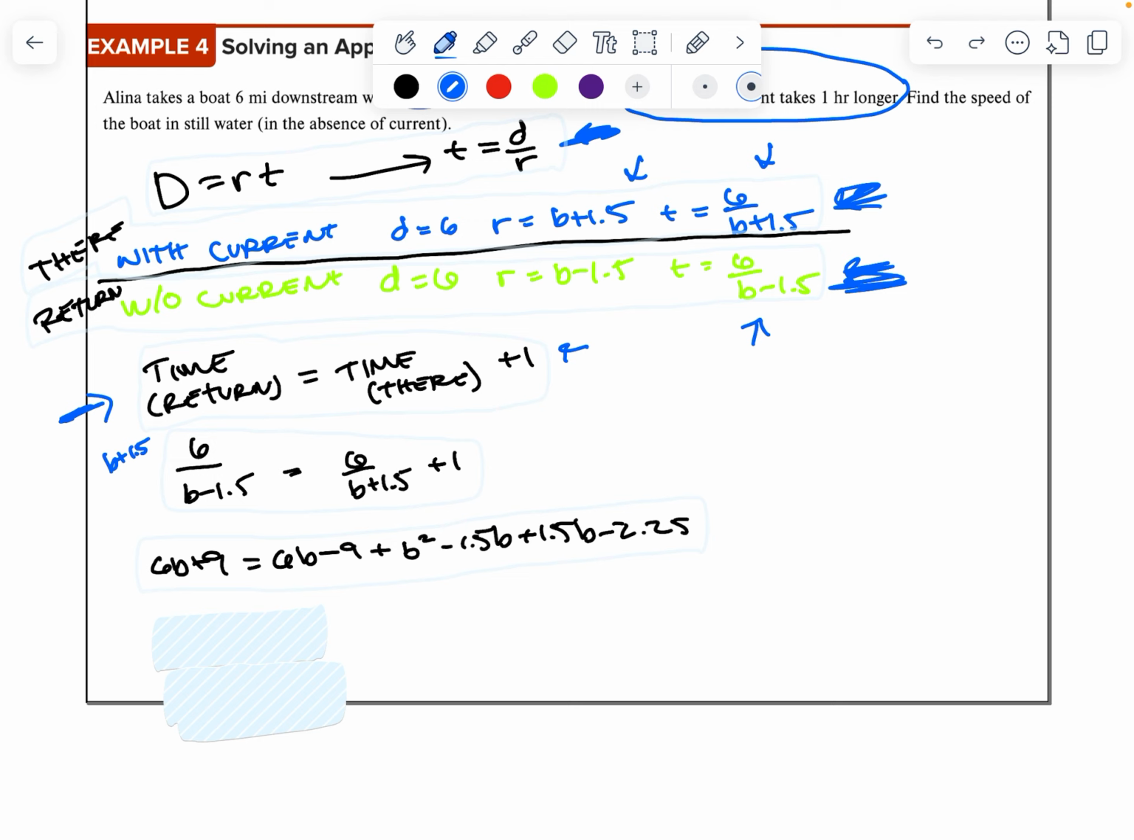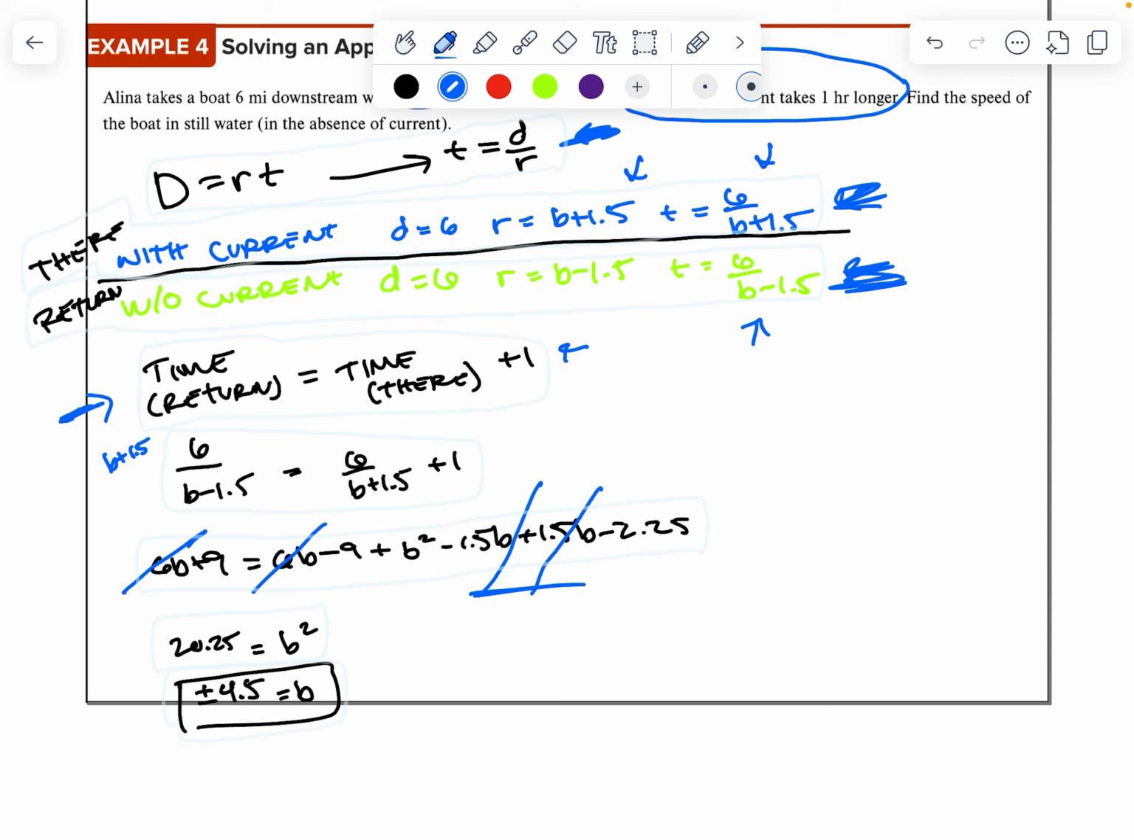Once you get to this point, you just want to get everything to one side and equal to 0. In this case, all the b's go away. You've got a minus 1.5b and a plus 1.5b. Those two things just cancel out. You've got a 6b, and when you subtract 6b, those things cancel out as well. And now you can just take the square root of both sides. You end up with b equals plus or minus 4.5.